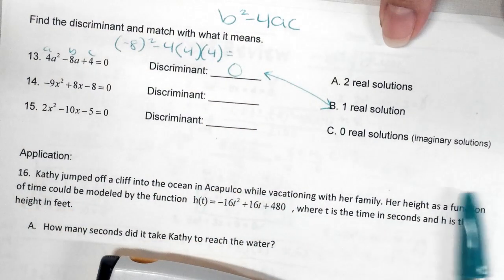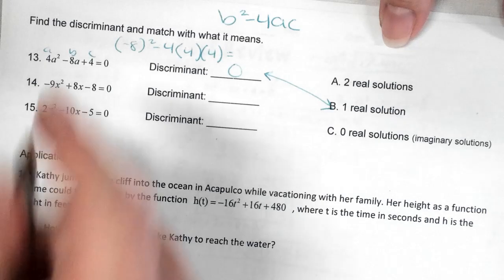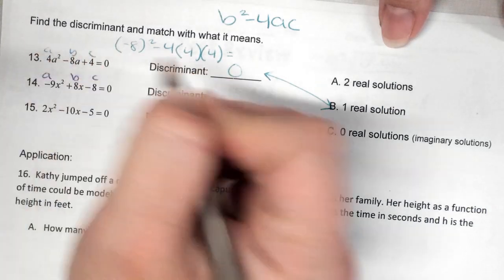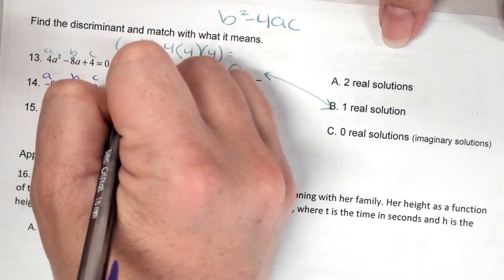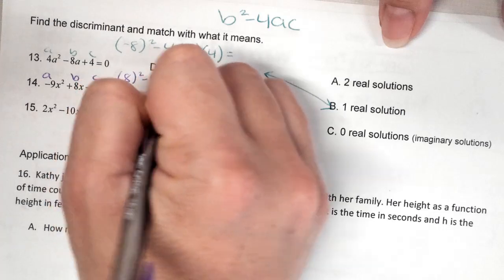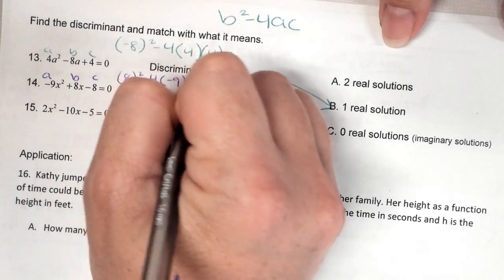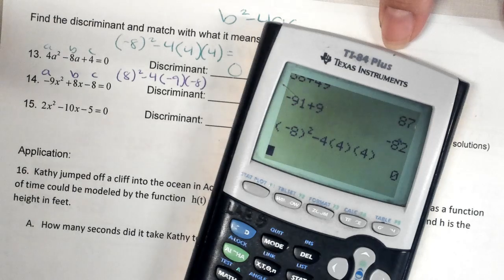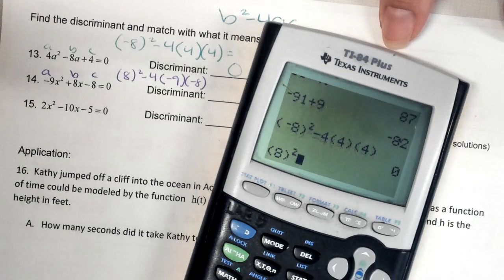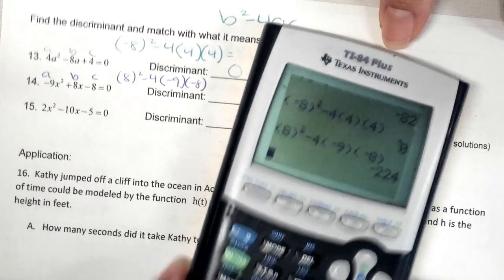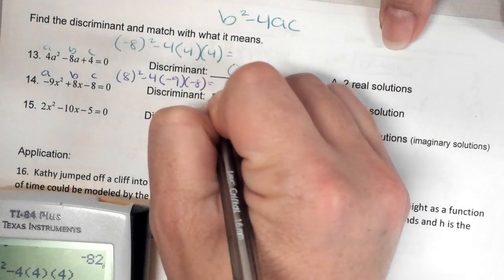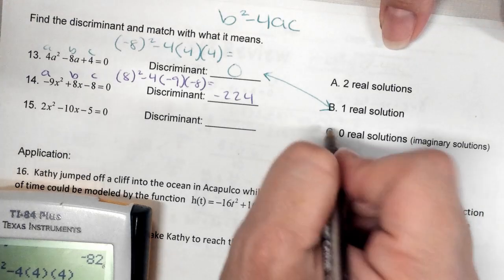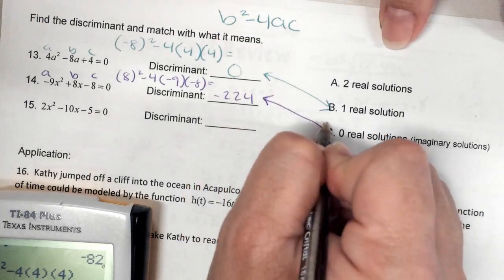Okay, so let's find our discriminant of the next one. So this is my a, my b, and my c. So b squared is 8 squared minus 4 times a times c. I get negative 224, which tells me I have 0 real solutions, because if I take the square root of a negative, it's imaginary.